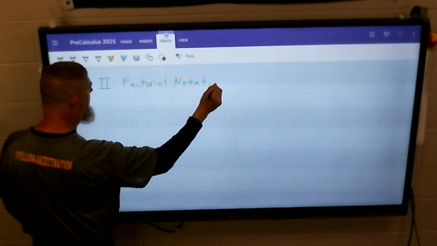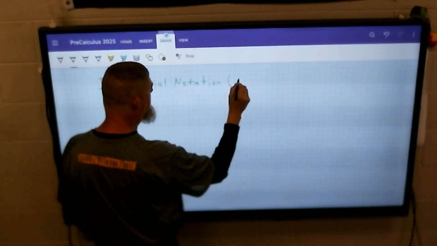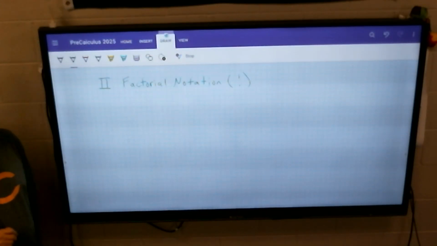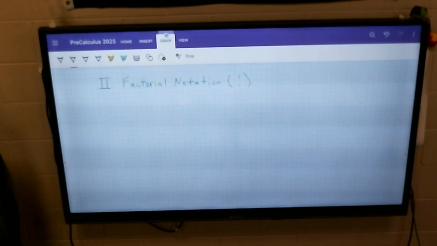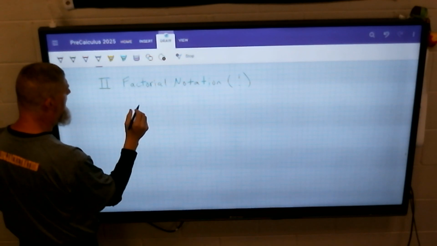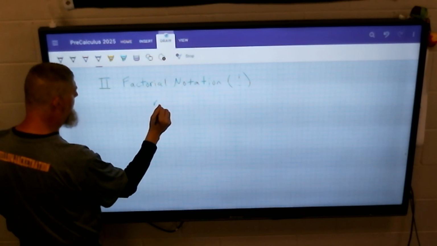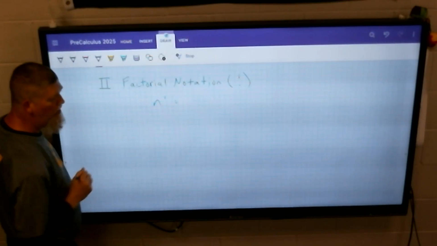You do not have to factor. Factorial notation is simply the exclamation point. So what does the exclamation point mean? What if I give you, let's go general first, n factorial? What's that going to mean?